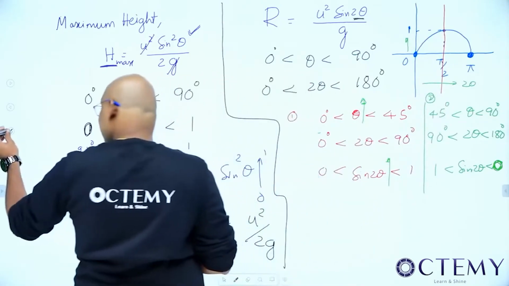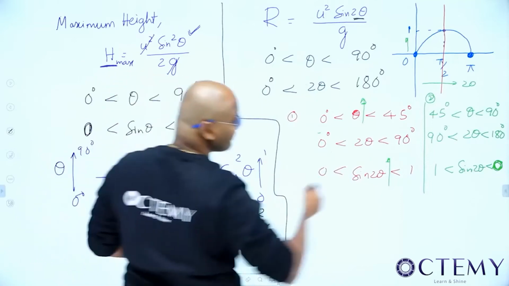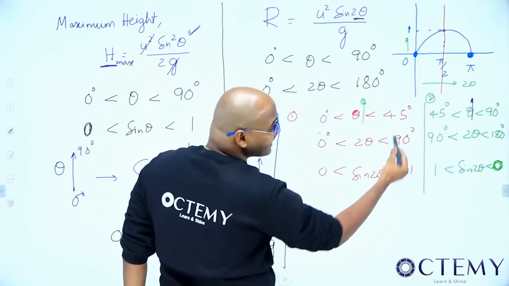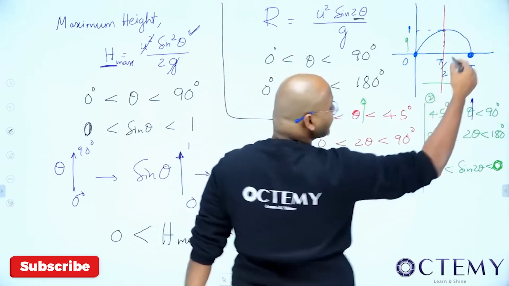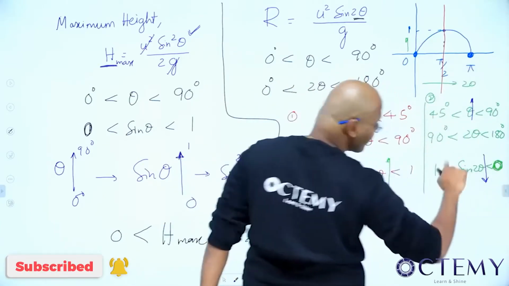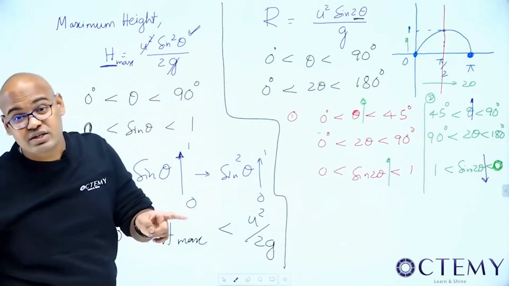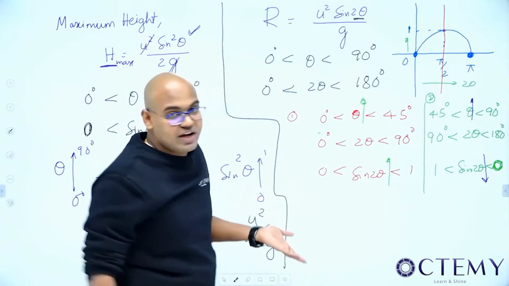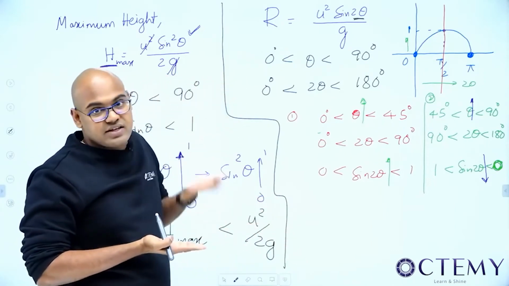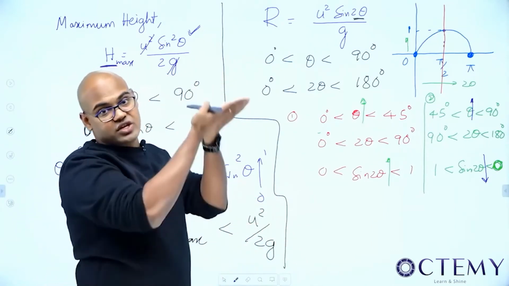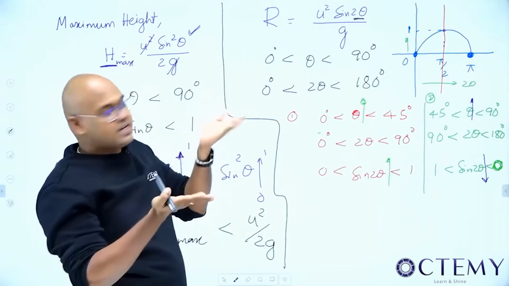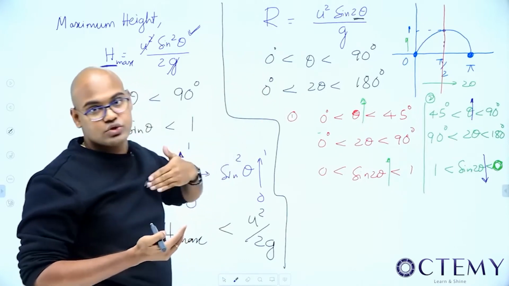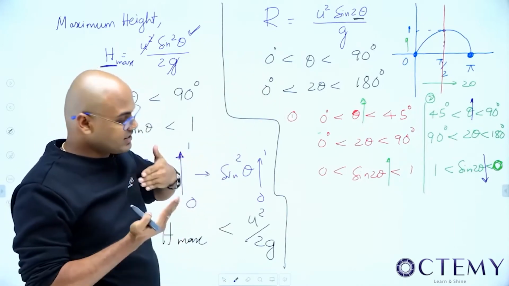When theta is increasing from 45 to 90, 2 theta is increasing from 90 to 180, and sine 2 theta is decreasing from 1 to 0. That means in the first half, from 0 to 45, as theta increases, angle of projection increases, range increases. And again from 45 to 90, as angle of projection increases, range is decreasing.